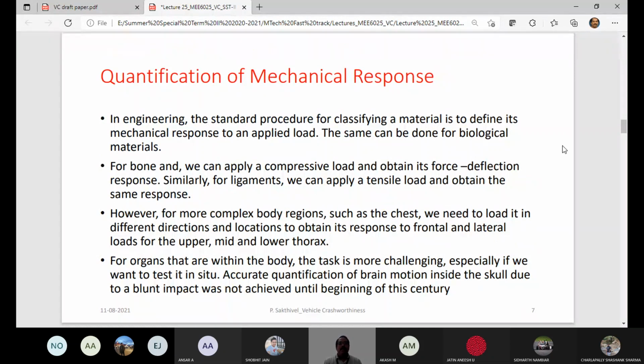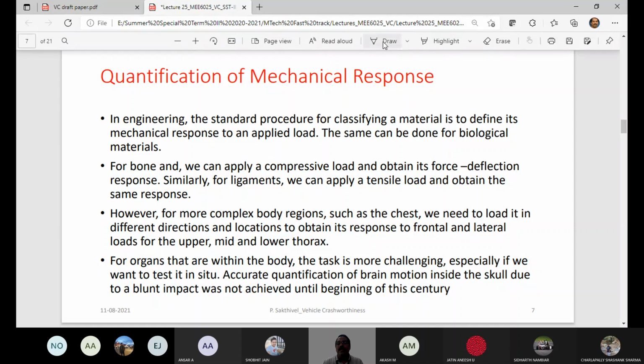Coming to the second objective of the study, quantification of mechanical response. On the engineering side, we know that the standard procedure of classifying a material is to define its mechanical response to the applied load. So we conduct a simple tension test or compression test in a UTM to characterize the material through its mechanical properties. The same can be done on biological materials as well. For bones, we can apply a compressive load and obtain its force displacement response. Similarly, for ligaments, we can apply tensile load and obtain the same responses.